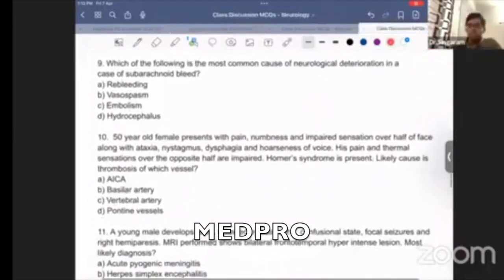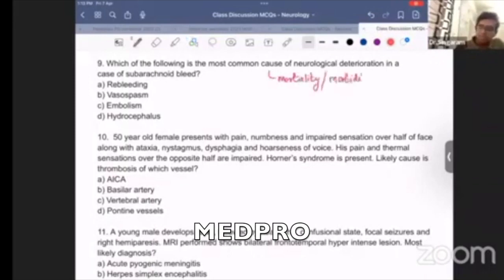Which of the following is the most common cause of neurological deterioration in the case of subarachnoid bleed? I have told you, the most common cause of mortality as well as morbidity in a patient with subarachnoid hemorrhage. What is that? It is nothing but vasospasm. I told you this. It is vasospasm. So the answer is option B. Very, very straightforward question.